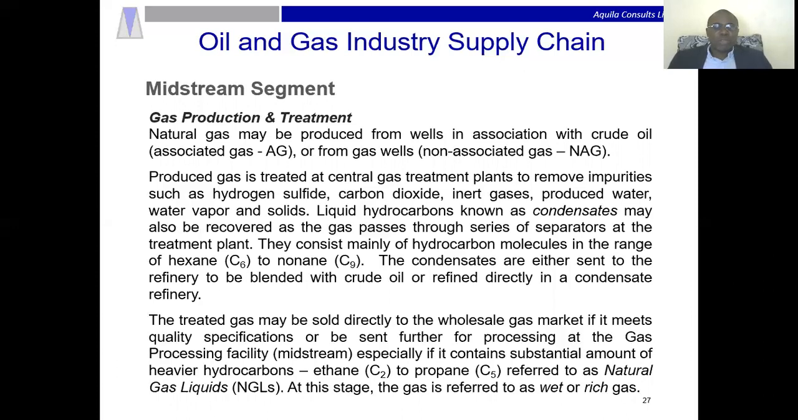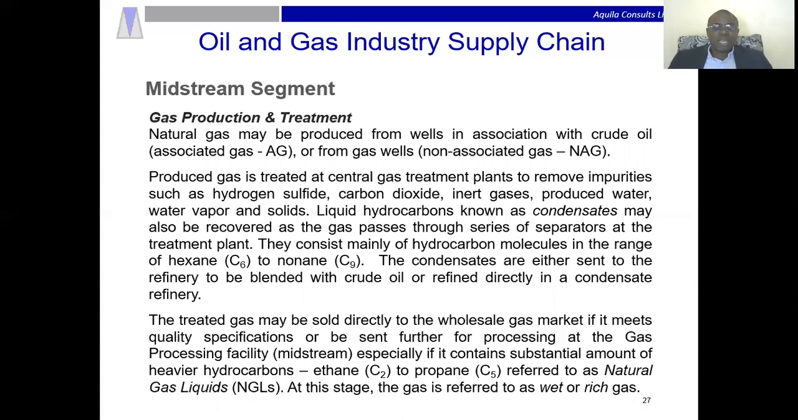When you produce gas, you first have to treat it at a treatment facility, which will normally be close to the production wells. In offshore, you actually locate it on a separate platform. If it's from an associated well, you may have a gas compression platform right there offshore to treat the gas.